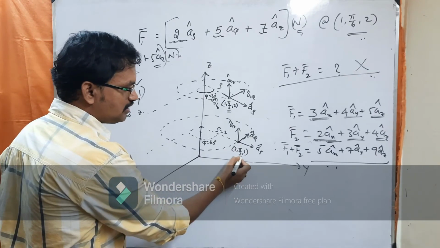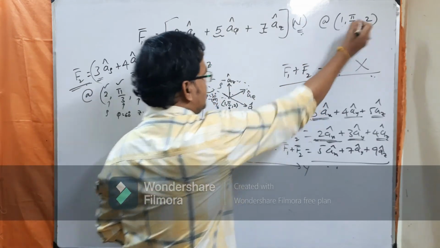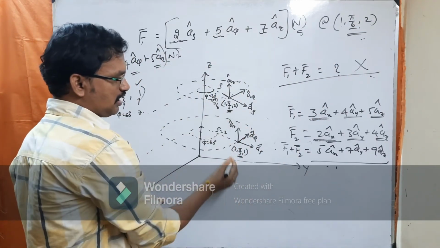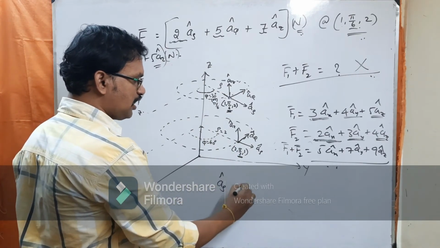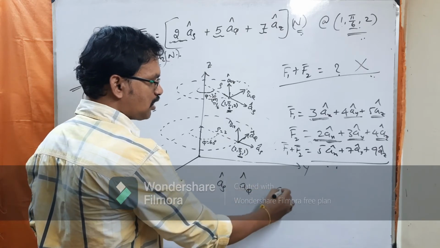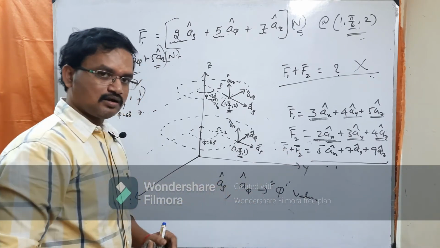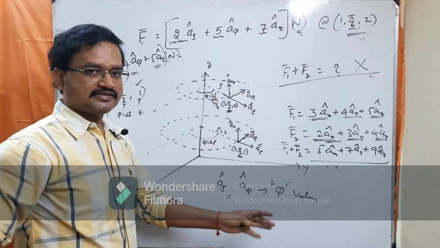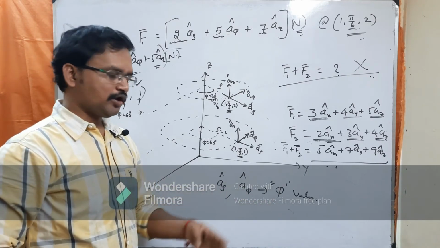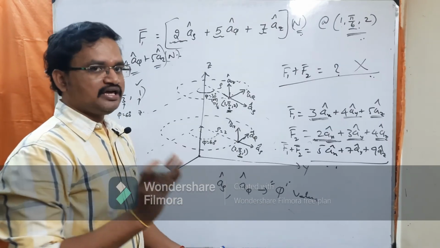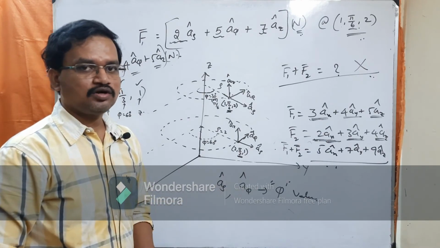We know that as phi value changes, yes or no? Here phi value is pi by 6 for this vector, and here phi value is pi by 3. We have already seen that a rho cap and a phi cap are going to depend upon phi values. We have already seen this or not? a rho cap is equal to cos phi a x cap plus sin phi a y cap. We have derived all those things, yes or no? So a rho cap and a phi cap depend upon phi value. So as phi changes, the direction of a rho cap and a phi cap are also going to change.